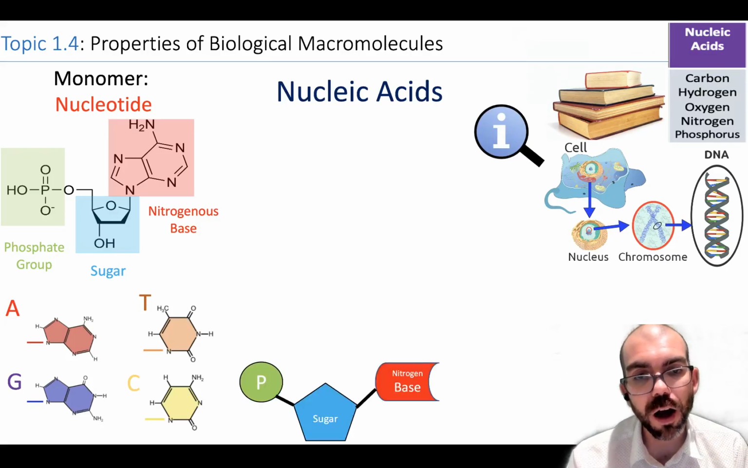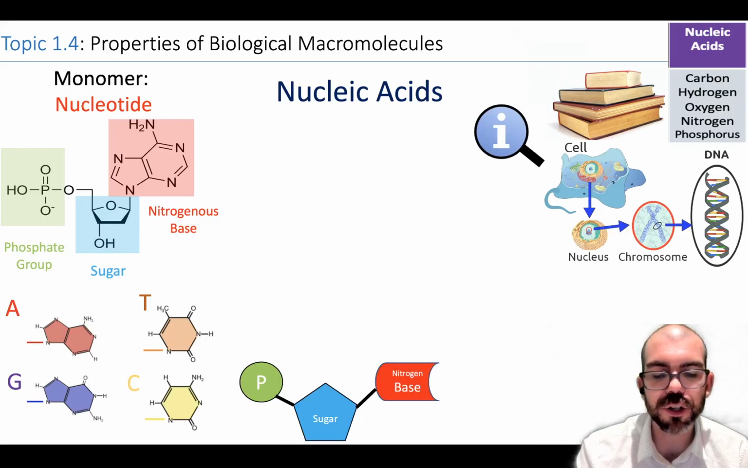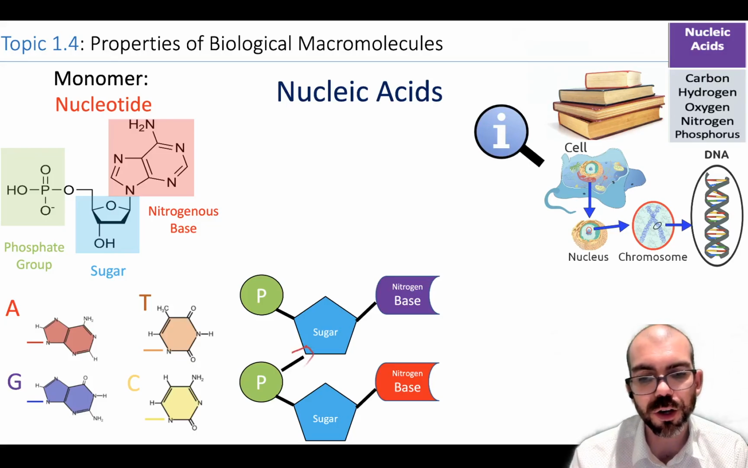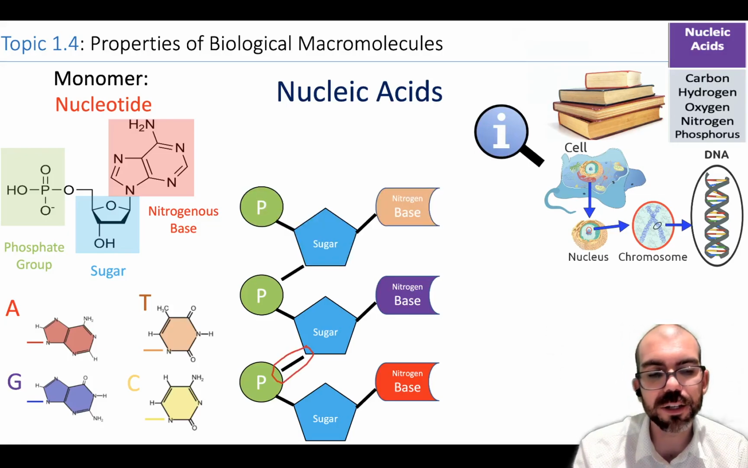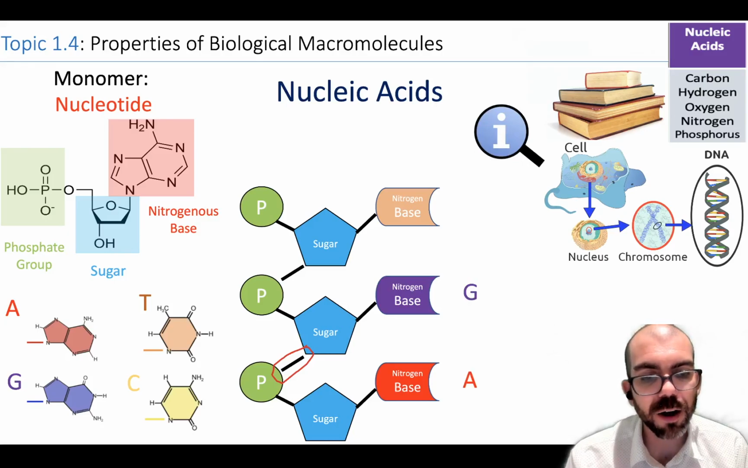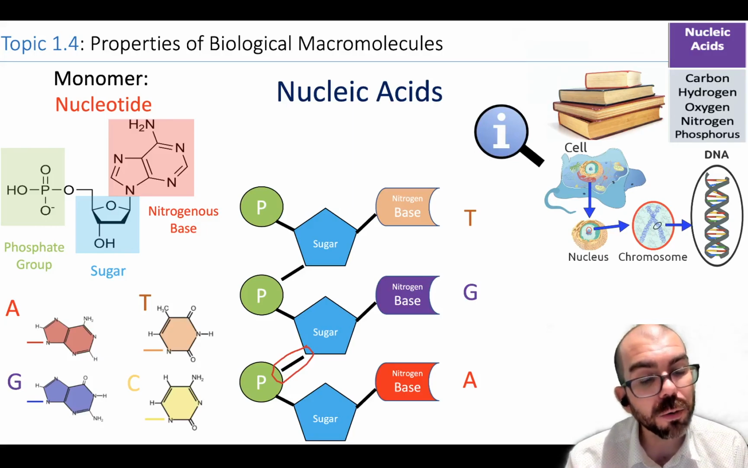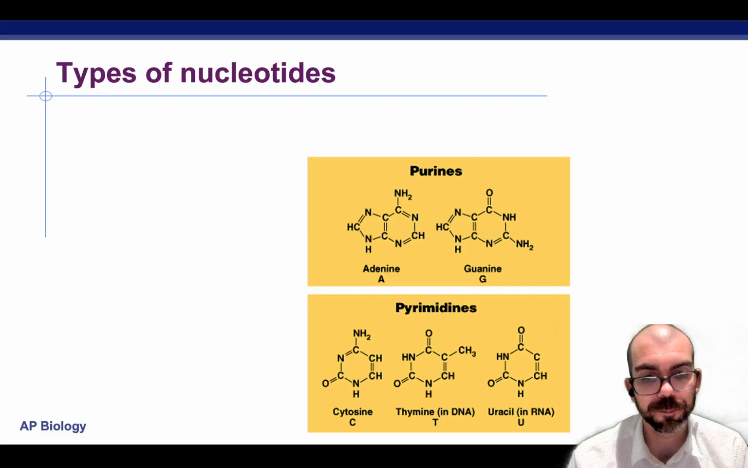Here's how a couple nucleotides could be bonded together. Here I have a phosphate, a sugar, and a base. Another phosphate, a sugar, and a base. A bond is going to form between the phosphate and the sugar. That's how these two will bond together. And this will continue to stack up. Why this stacking? Well, this is how information can be conveyed. If I read this from bottom to top, this says AGT. That's now a code that can be transmitted.